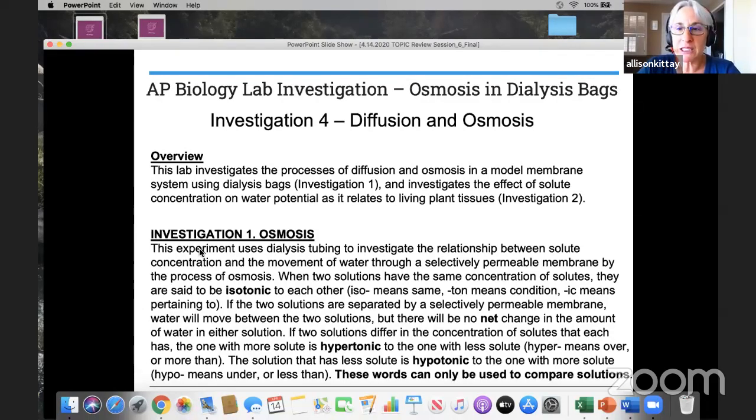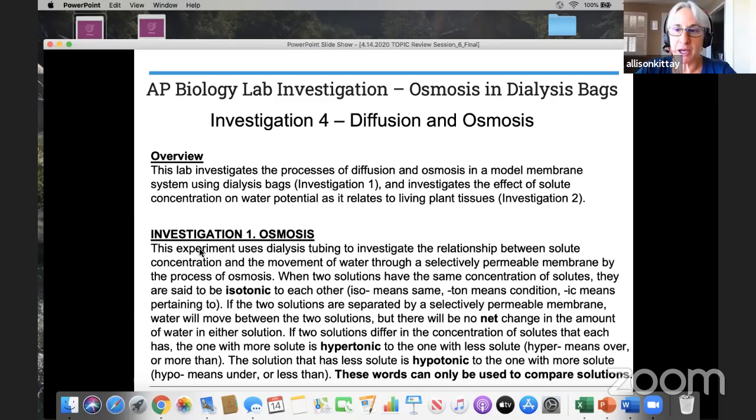So what we do is we take this tubing and cut it into strips, tie a knot in one end, fill it with our solution, and then tie a knot in the other end, and it creates a bag. Then we can use these as a model membrane system to see how materials move across that membrane. So a little bit of review.